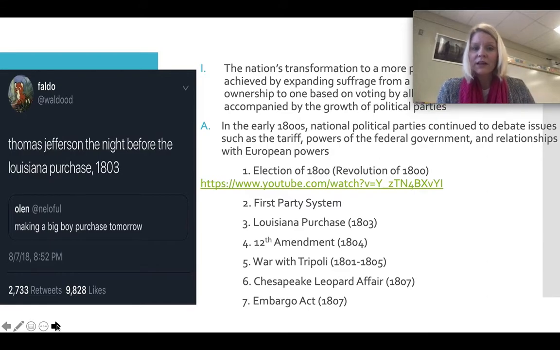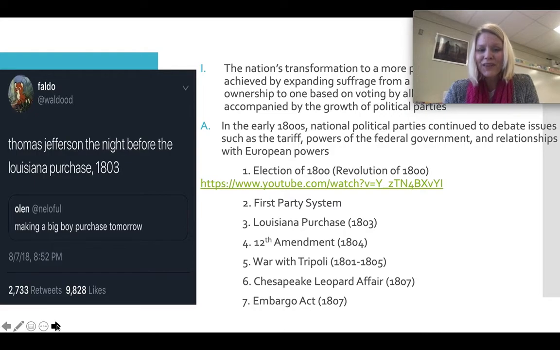In the early 1800s, national political parties continued to debate issues such as the tariff, powers of the federal government, and the relationship with European powers. Exactly what George Washington warned us about. Don't dip into these kind of issues. This is what we're dealing with right away.